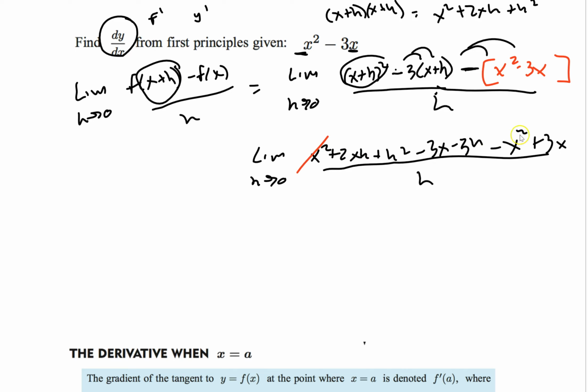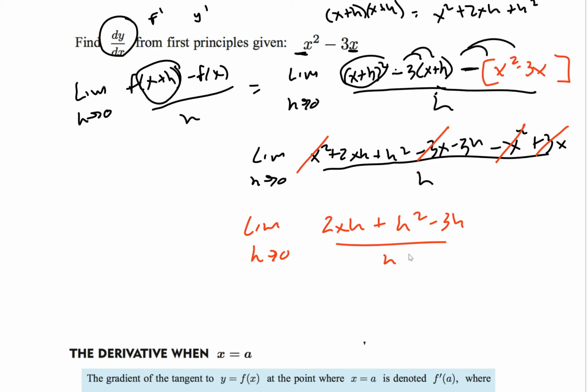So these cancel. Look, there's a negative 3x and a positive 3x. General rule, anything without an h is going to cancel. But that's a general rule, if you do it correctly. So we end up with that. So we have the limit as h approaches 0 of 2xh plus h squared minus 3h, all over h.